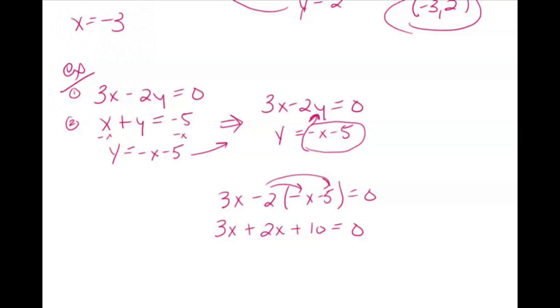That equals 0. Okay, so now I'm going to combine like terms here, and I'm going to get 5x equals 0 minus 10, which is a negative 10. Divide both sides by 5, and x is going to be negative 2.